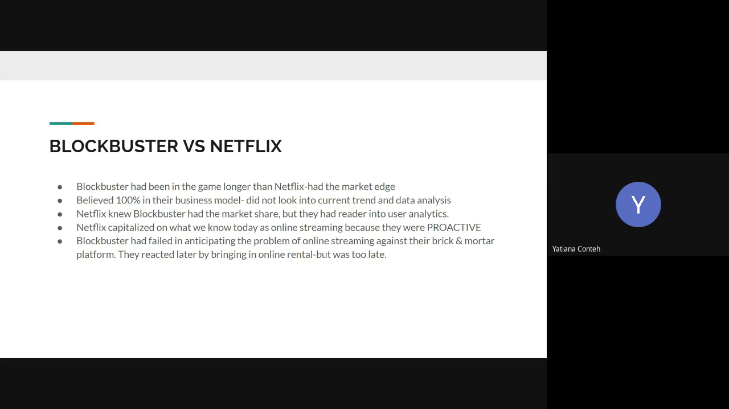Now, Blockbuster failed to anticipate the problem of online streaming. They did not do that in any way, and even if they did, it was on a smaller scale compared to Netflix. What happened to them? They lost it all. They closed, they filed for bankruptcy, and now I don't even think they have 2 to 3 shops open. I really don't think so. That's something we can check, but I really don't think so.